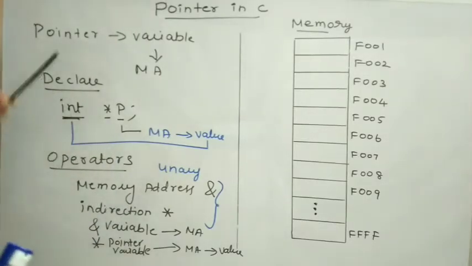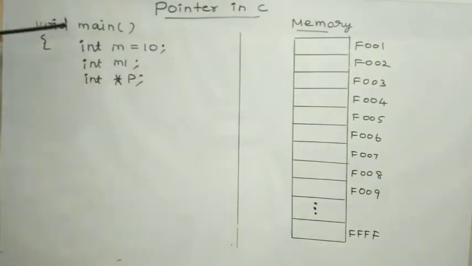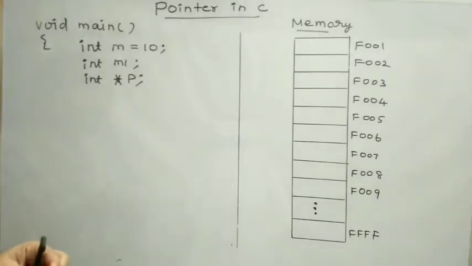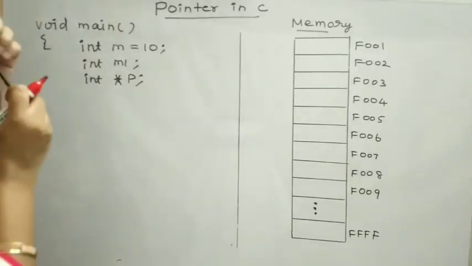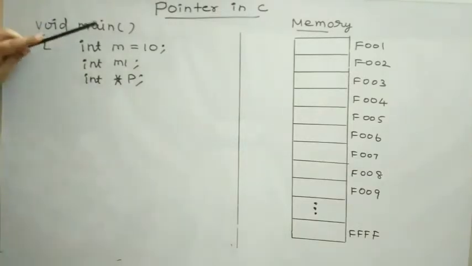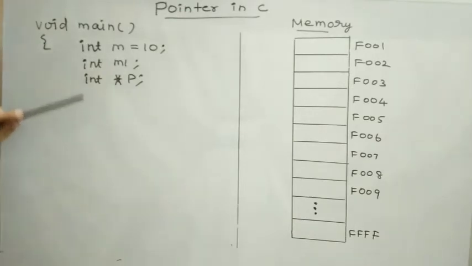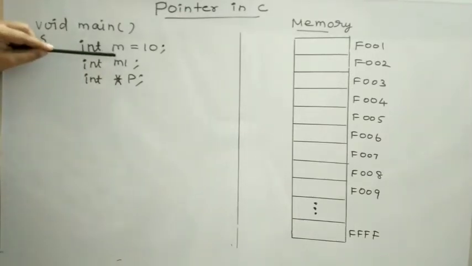Let me explain these pointer concepts, how to declare a pointer, and how these operators work with an example program. Inside this main function, in the declaration section, I have written 3 statements. When the compiler compiles these statements, what will it do? The compiler will allocate some memory addresses for the declared variables. In the first statement, I have declared a variable m.